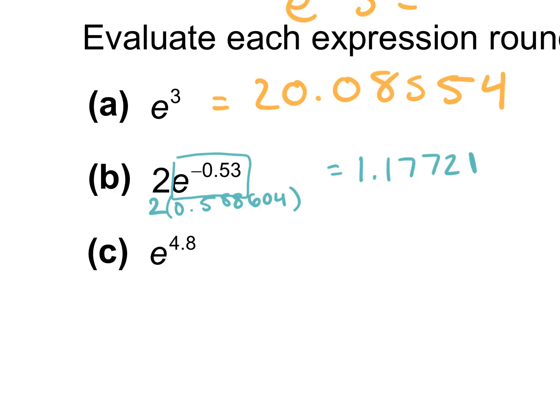All right, and then lastly, let's do C. So we're going to do e to the power of 4.8, which should give you 121.510417, which rounds to 2.